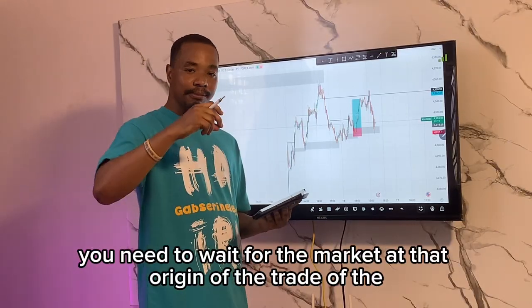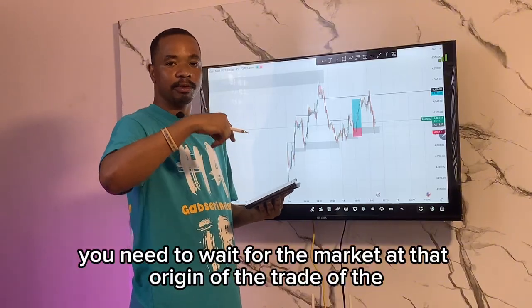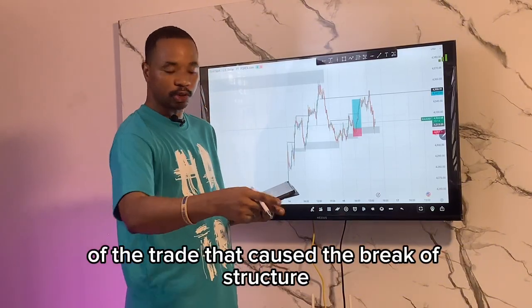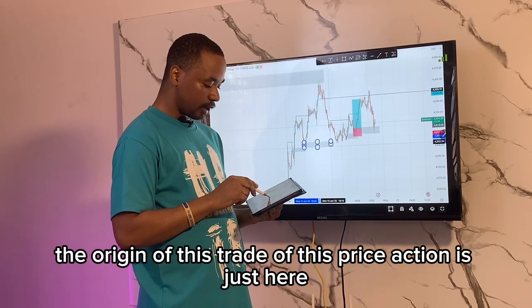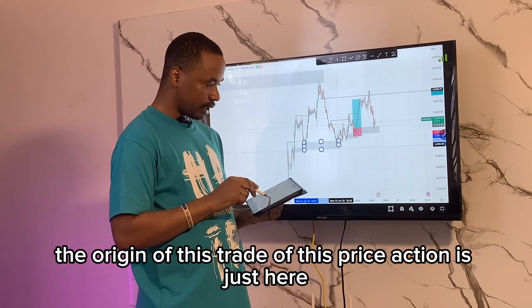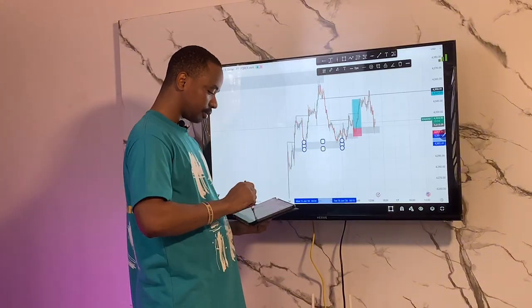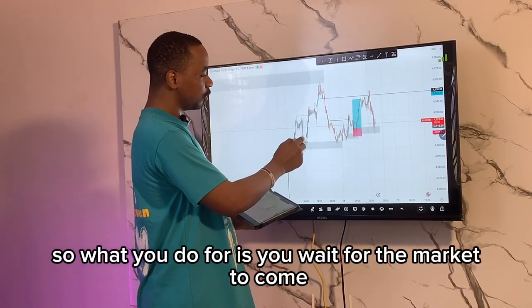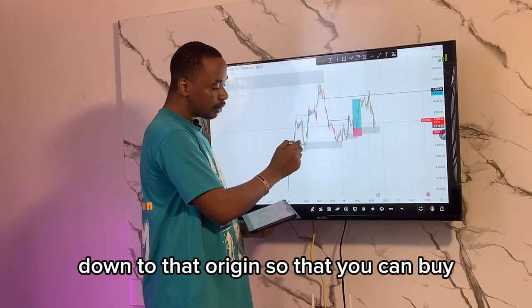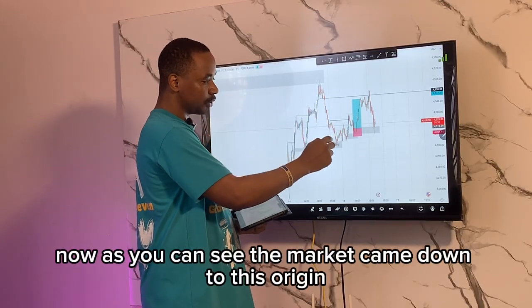So when you see this bullish momentum, what do you need to do? You need to wait for the market at the origin of the trade that caused the break of structure. And where is the origin? The origin of this price action is just here, as you can see. That is the origin. So you wait for the market to come down to that origin so that you can buy. Now, as you can see, the market came down to this origin.